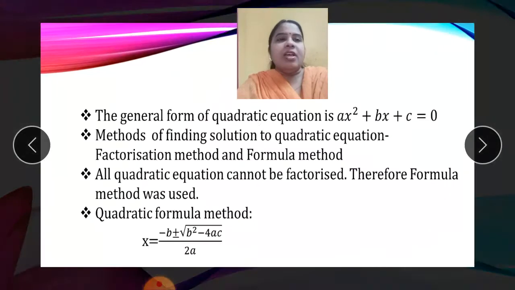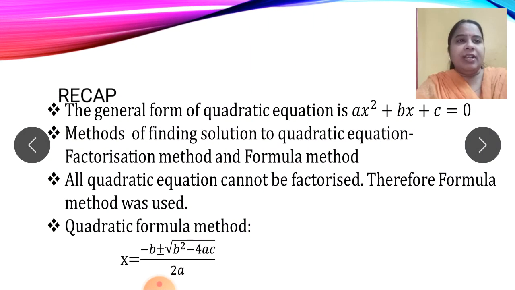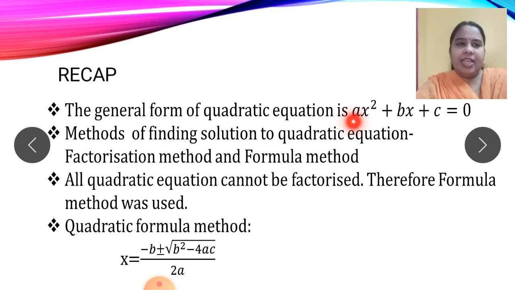In the previous session, let us quickly recap. We have learned the general form of a quadratic equation: ax square plus bx plus c is equal to 0. Is there any condition that is required? I hope you remember that. Yes, a, b, c should be real numbers, and from this, a should be a non-zero real number.